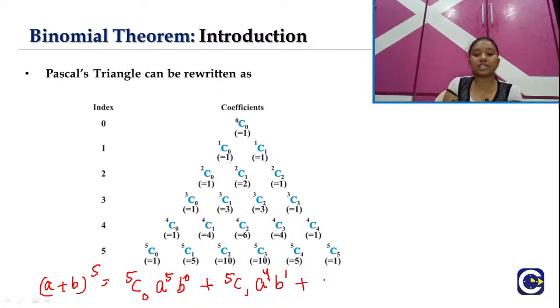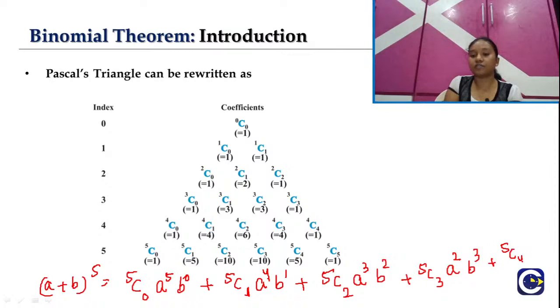Right, and for the third coefficient, here it is 5C1, so next will be 5C2. In 5C2, the power of a will be decreasing, so a cube, and the power of b will be increasing, b square. The next is 5C3, and here the power decreases, so a square, and here it increases, so b cube. The next will be 5C4, with a and b to the power 4. And the last will be 5C5, a power 0, b power 5.